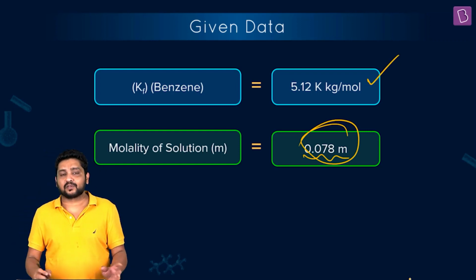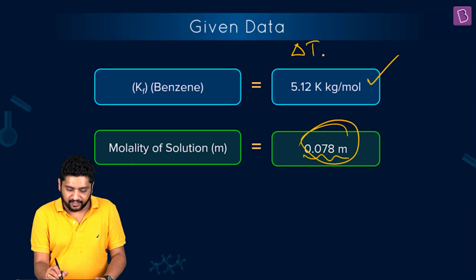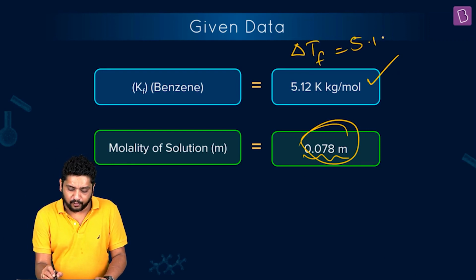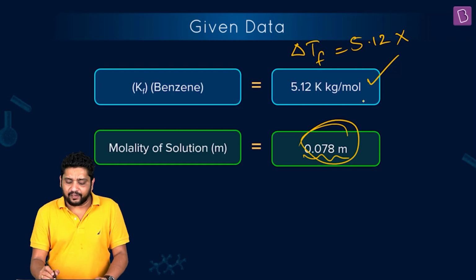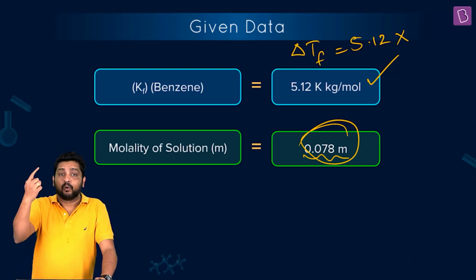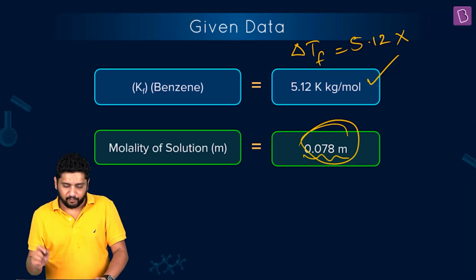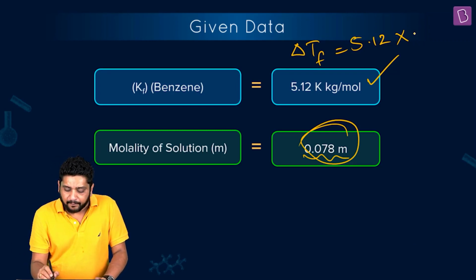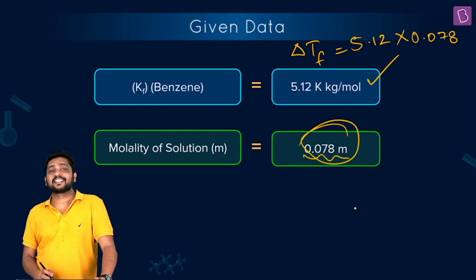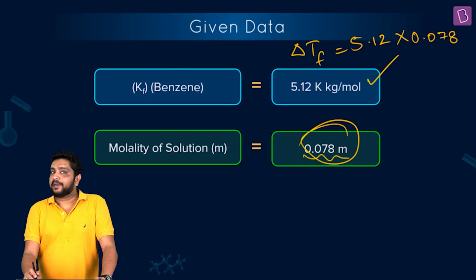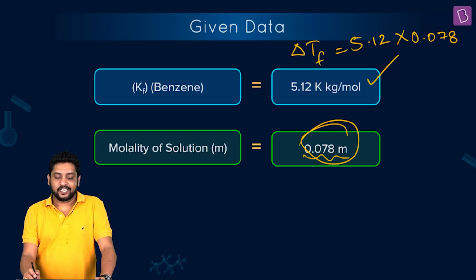And Kf is also given. So the obvious thing is that we can calculate delta Tf to be equal to 5.12 Kelvin kilogram per mole into molality, which is mole per kg. So obviously mole per kg per mole will cancel out and only Kelvin will remain. 5.12 into 0.078. This is what we are looking at. Approximate answer is what was anyways asked, so we can easily do the calculation.